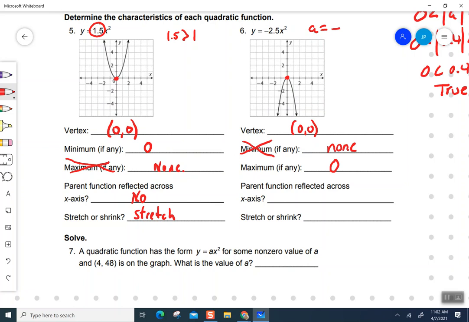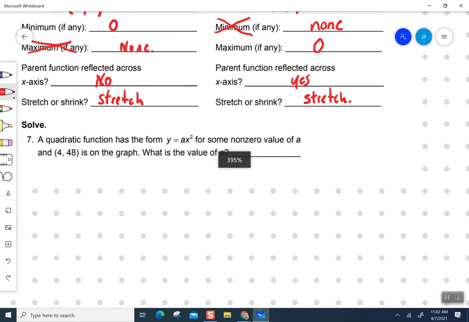Is it reflected? Yes, it is reflected. How do I know? Because A was negative. Now, take the absolute value of negative 2.5. Is it bigger than 1? Well, that would be 2.5 is bigger than 1, so it's true. So yes, it is a stretch. And now comes the last question, question 7.